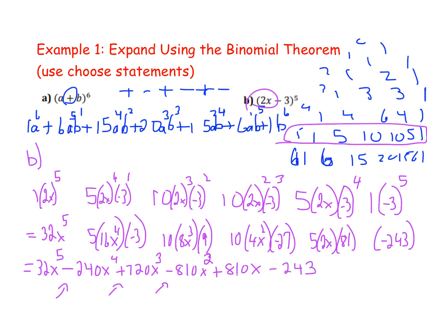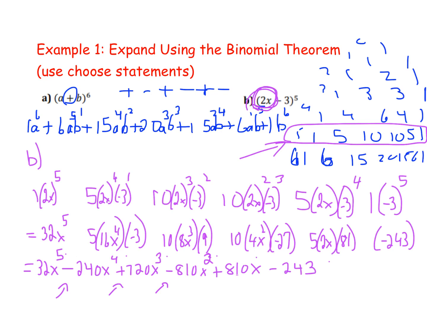So here are my exponents, 5, 4, 3, 2, 1, 0, and all of the coefficients are different than the row of Pascal's triangle because we had that 2 as part of our variable base, and so that 2 and the negative 3 to the exponents are going to multiply by the original coefficients and give us bigger numbers this time. But again, look what we did.